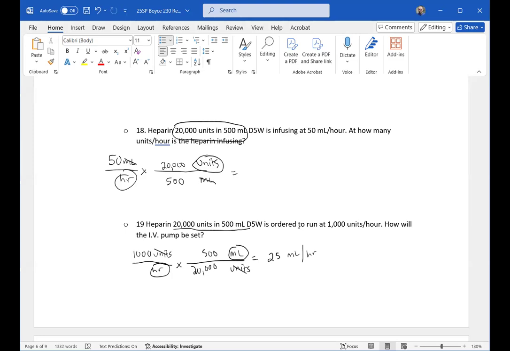So I have 20,000 units times 50, 1 million, divided by 500, and I get 2,000 units per hour. Now, if you look at the problem we just did previously, we got 25 milliliters per hour for 1,000 units per hour. So if I were to double that to 50, it would make sense that I'm going to get 2,000.